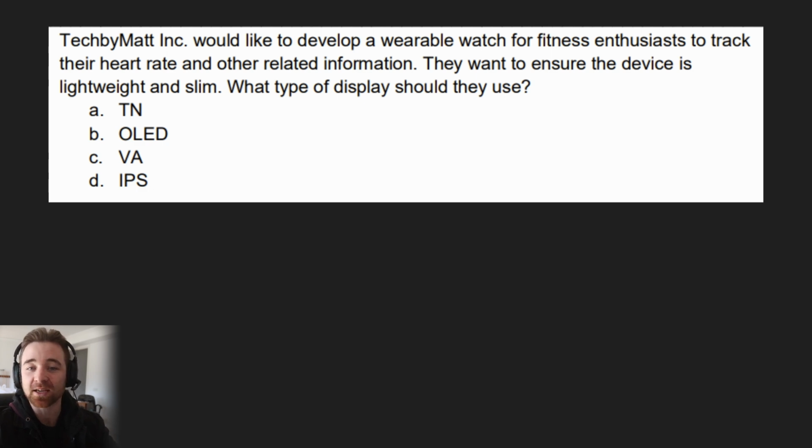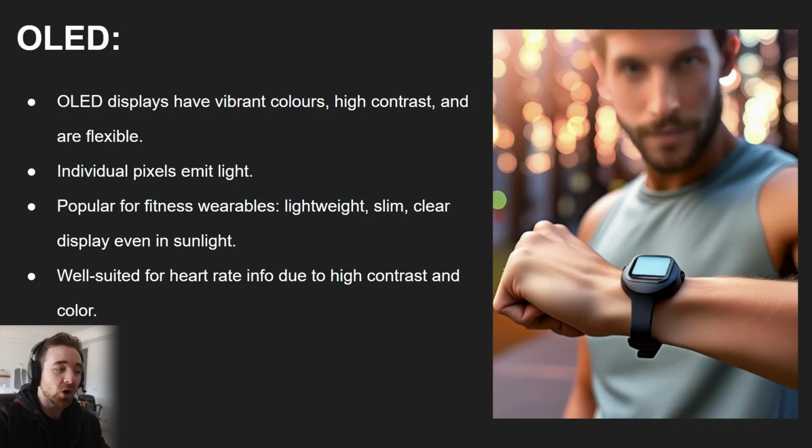I'm going to get straight to the answer so we can be as efficient as possible. The answer is B. OLED. We'll go through why this is right, and we'll talk about the incorrect answers as well. OLED, as outlined in the text here, is the go-to display technology for fitness wearables. So if you get a question that asks what kind of display this is, and they reference any kind of wearable fitness, it's going to be OLED, right?